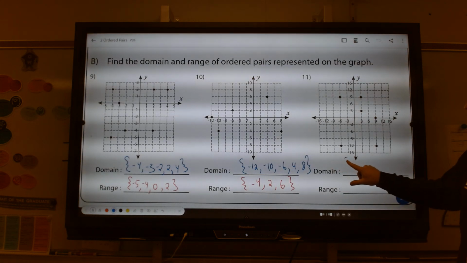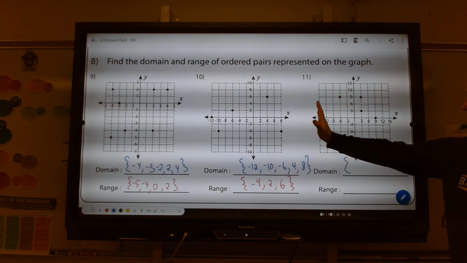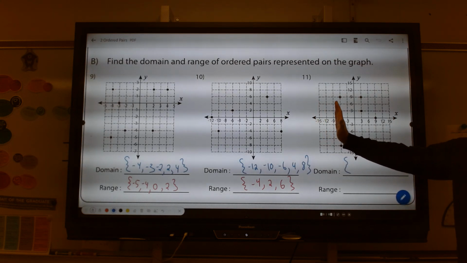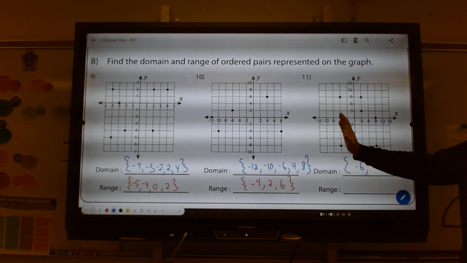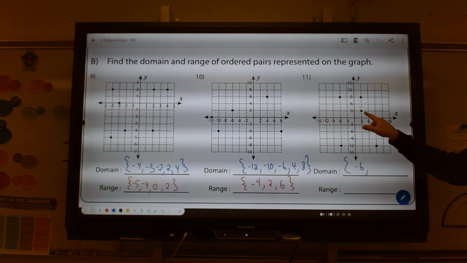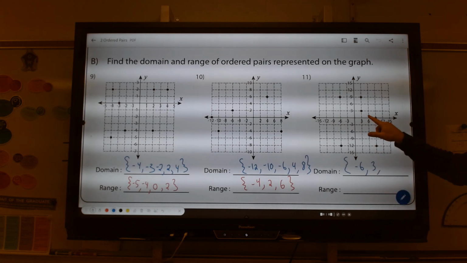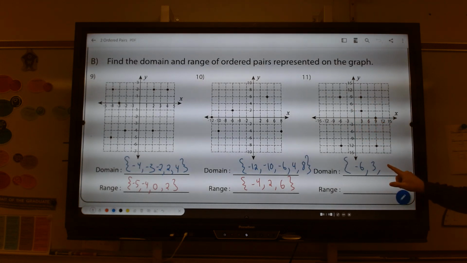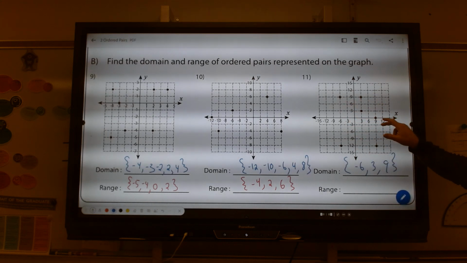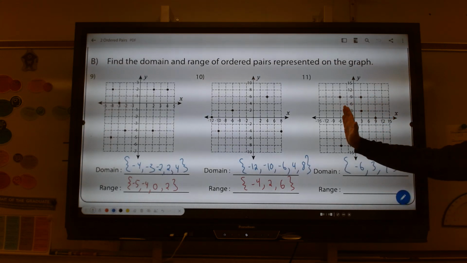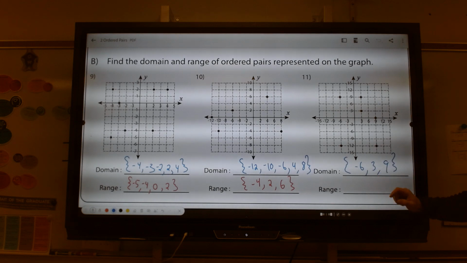For our domain, we are going to move from left to right again, farthest left. As we move across, we hit 2 points that line up with -6. Continue across, we're going to hit +3, which has 2 outputs as well. And then we have 9. So this domain, although there's 1, 2, 3, 4, 5, 6 different points, we have 3 specific input values for our domain.